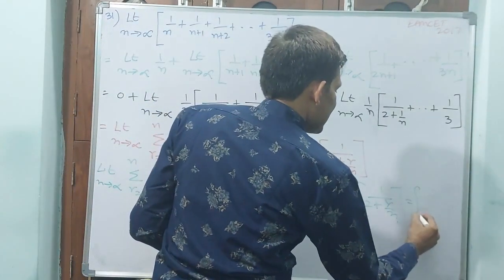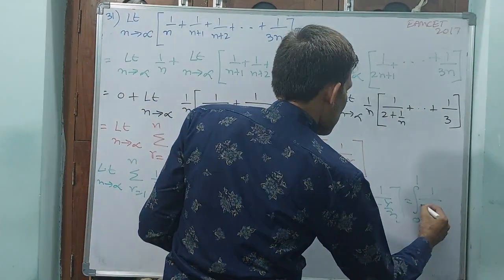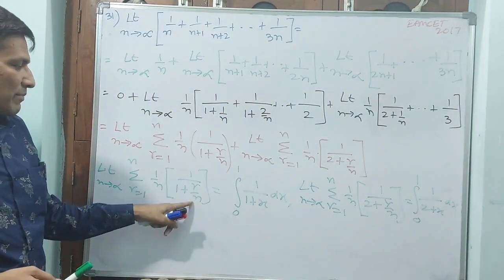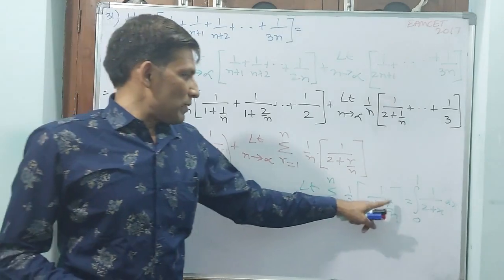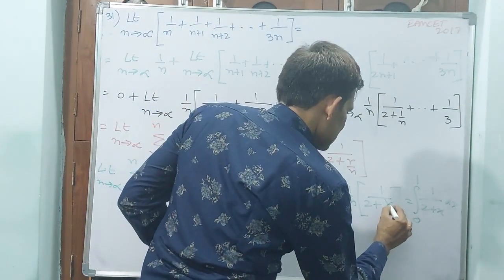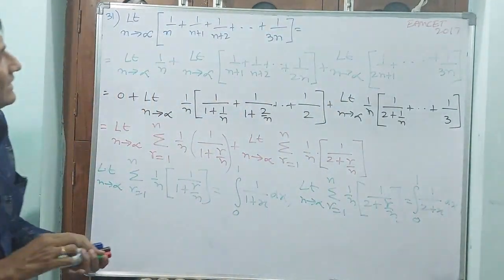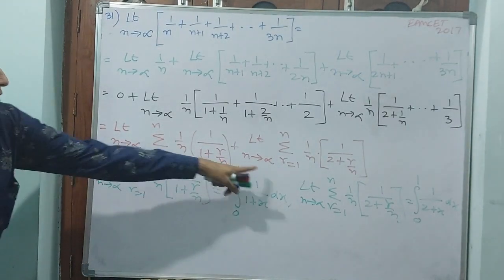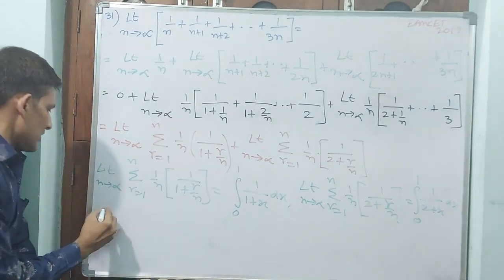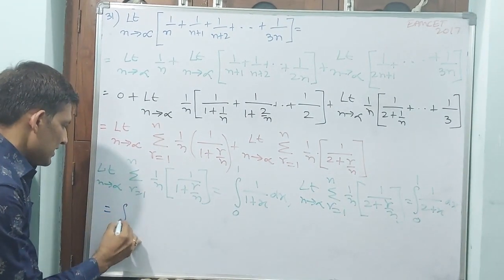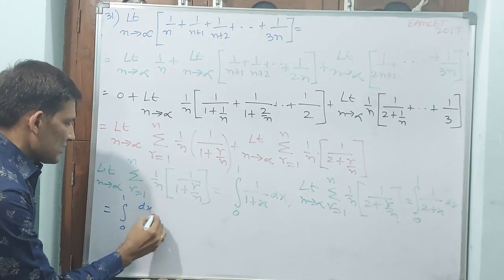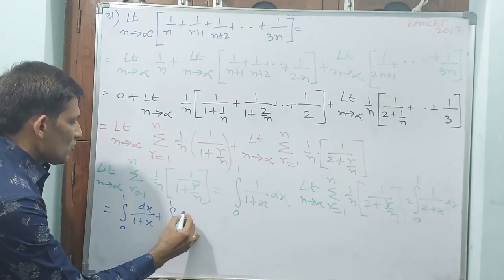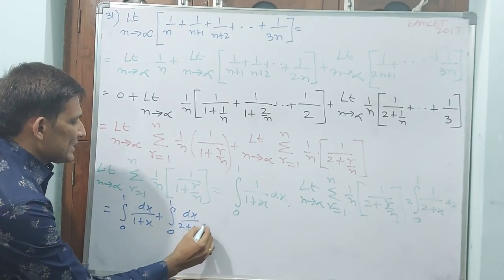Simply, integral 0 to 1 of dx by 2 plus x. Here, 1 plus r by n is 1 plus x, and 2 plus r by n is 2 plus x, where r by n is x. Okay? Now shall we replace these two with the integral? Yes, definitely. Then that is equal to integral 0 to 1 dx by 1 plus x plus integral 0 to 1 dx by 2 plus x.